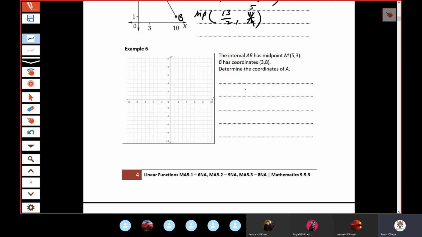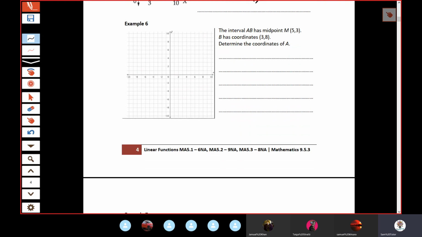All right, example 6. The interval AB has midpoint M. Okay, so the midpoint's given to you this time. B has coordinates 3 and 8. Determine the coordinates of A. Okay, so think about this. You know B has coordinates 3 and 8, so somewhere there. That is B.